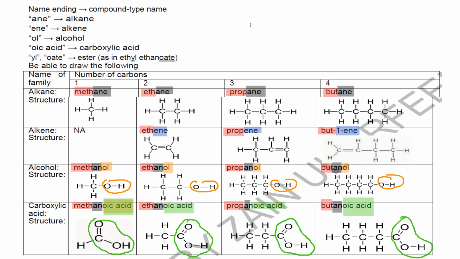That's how we name the first four. Alkane and alkene are hydrocarbons, but alcohol and carboxylic acid are not hydrocarbons. So it is important that you learn the names of these compounds, and you should be able to either draw the structure or name the compound from their structures. Is it clear how we name these hydrocarbons, alcohols and carboxylic acids? Any doubt till this point?